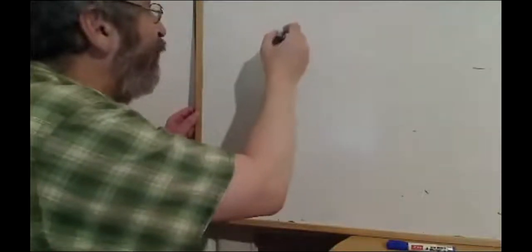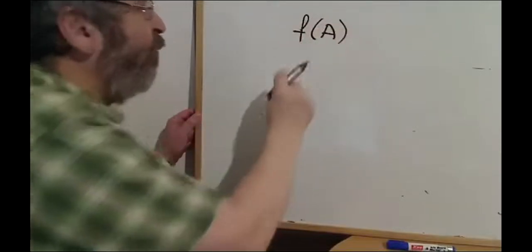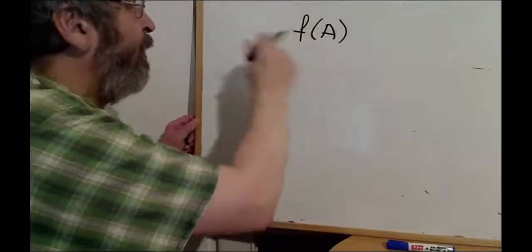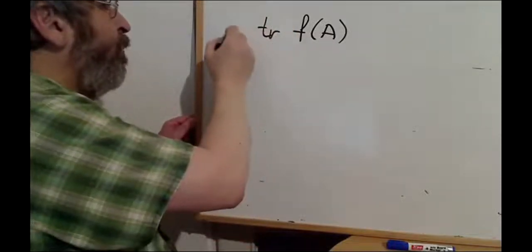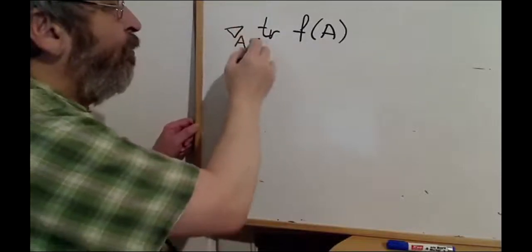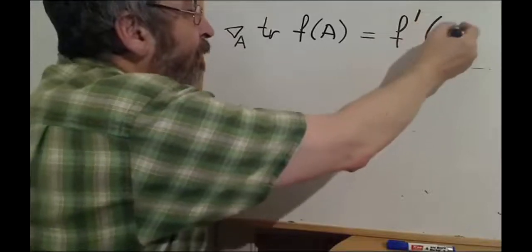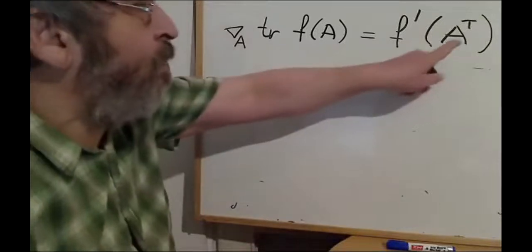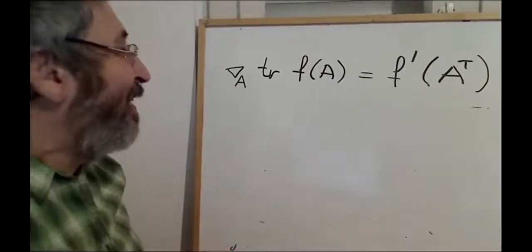So, we ask a very basic question. I have f of A, a function of a matrix, which in general is a matrix, maybe A to some power or the exponent of A. And we take the trace of this function. And we proved that the gradient with respect to A of the trace of f of A is f prime, maybe of A transpose. Does anybody remember? I don't remember. I think you need a trace. No, this is the secret.